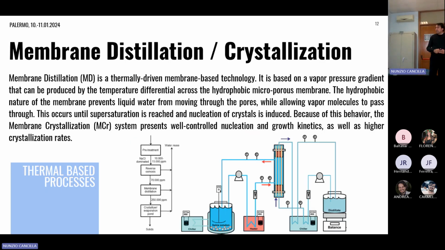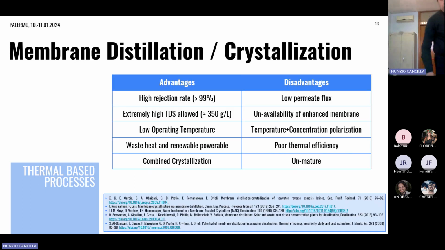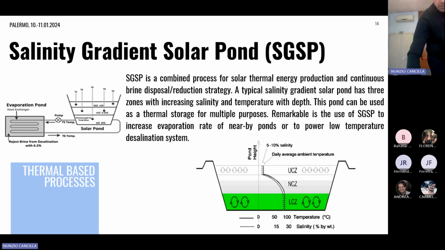Membrane distillation, we've already received a presentation by Guillermo, so I won't mention anything, but I can say that we can go up to crystals. We can have what we call membrane distillation, membrane crystallization, and in this case, we would reach production of salts. These are the main advantages and disadvantages, which have already been described.